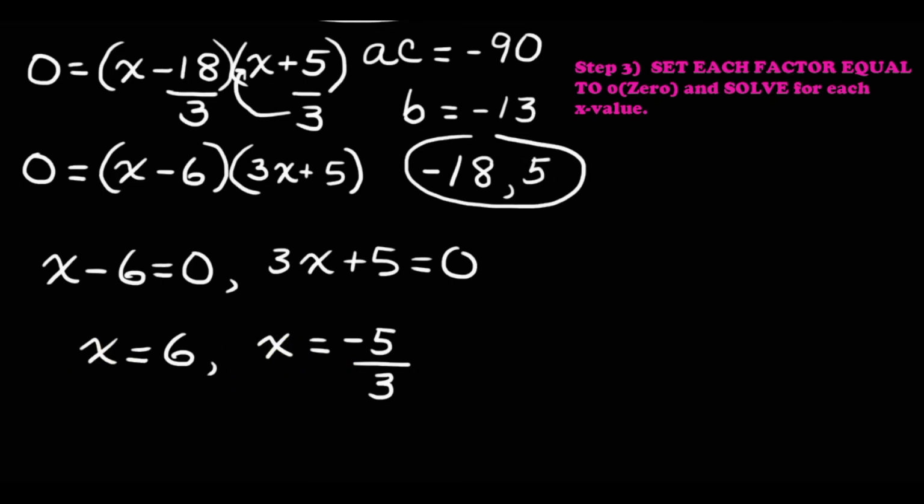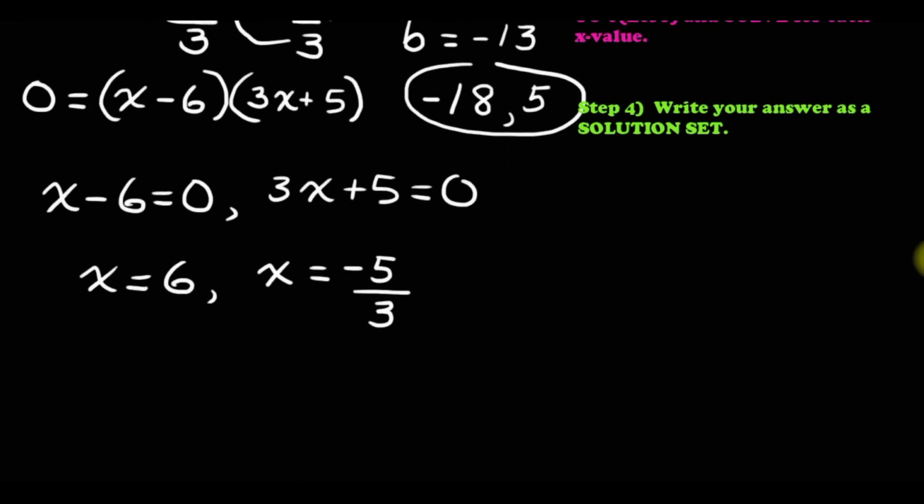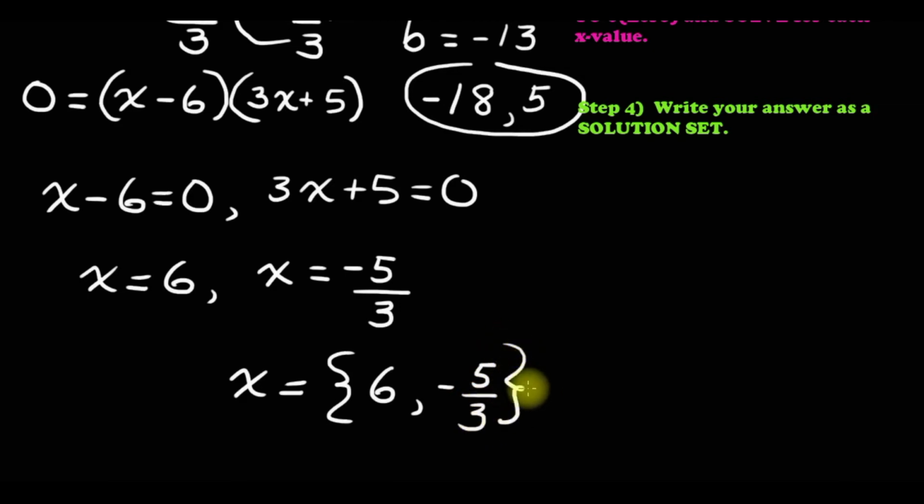Last thing we have to do, step 4, is to write these answers as a solution set. So it's going to be x equals positive 6 and negative 5 over 3. Those are the answers in a solution set. And that's how you solve quadratic equations by factoring.